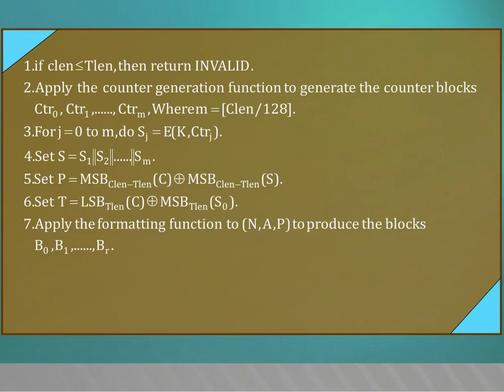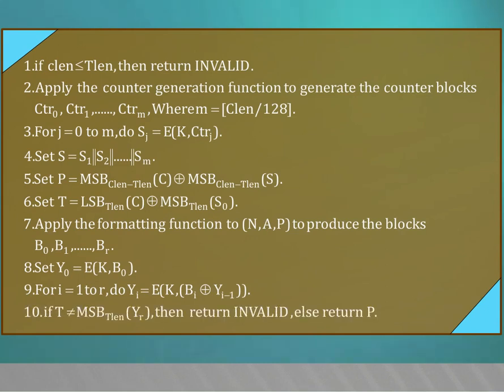Apply the formatting function to N, A, P to produce the blocks B0, B1, and so on up to Br. Set Y0 is equal to E(K, B0). For i is equal to 1 to r, do Yi is equal to E(K, Bi XOR Yi-1). If T is not equal to MSB Tlen of Yr, then return invalid, else return P.